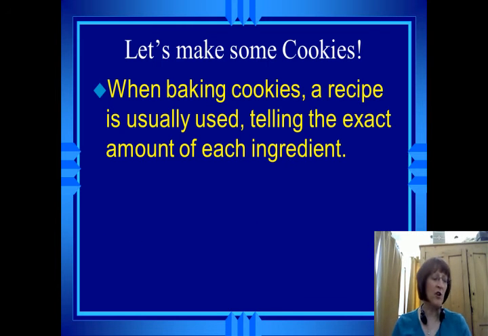Okay, so looking at your notes, let's make some cookies. And you can kind of think of stoichiometry and a balanced chemical equation as like a recipe for something. When you're baking cookies, a recipe is usually used, telling the exact amount of each ingredient.